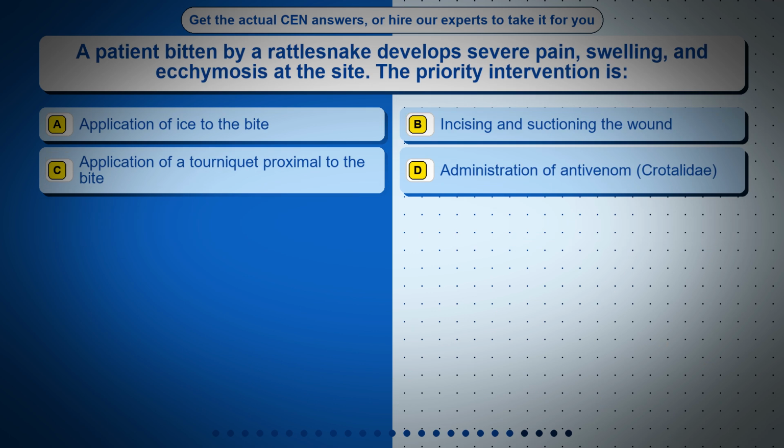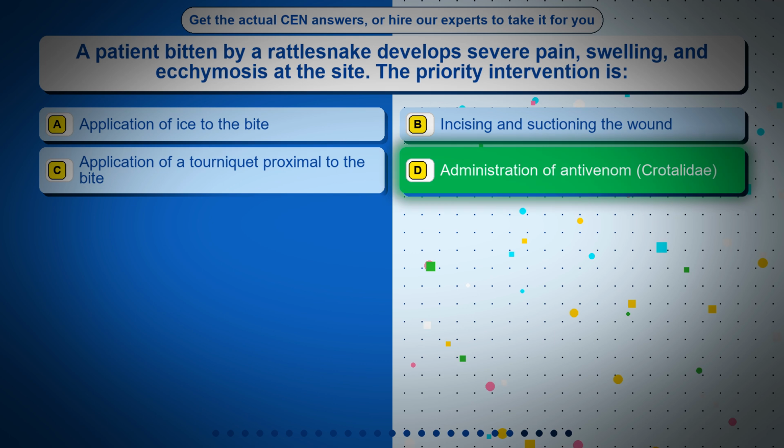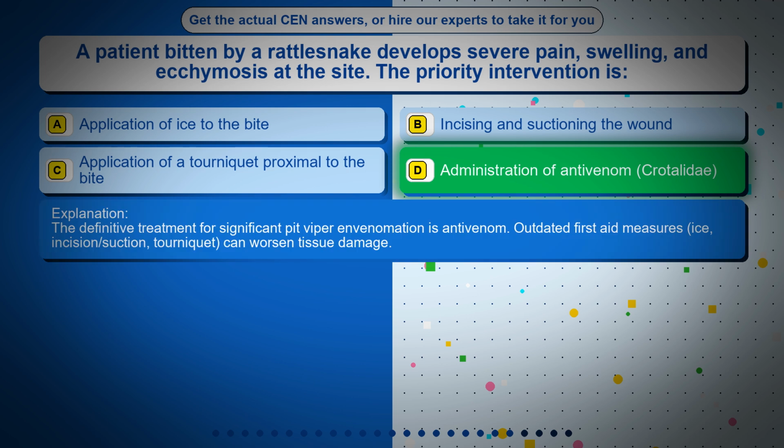Question 21. A patient bitten by a rattlesnake develops severe pain, swelling, and ecchymosis at the site. The priority intervention is option A, application of ice to the bite, option B, incising and suctioning the wound, option C, application of a tourniquet proximal to the bite, option D, administration of antivenom, crotalidae. The correct answer is option D, administration of antivenom, crotalidae. The definitive treatment for significant pit viper envenomation is antivenom. Outdated first aid measures, ice, incision/suction, tourniquet, can worsen tissue damage.